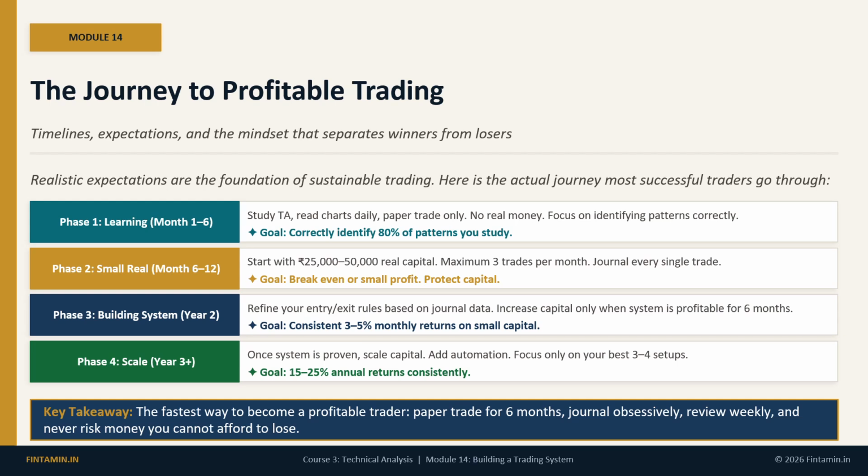The fastest path to profitability. Paper trade seriously. Start small. Journal obsessively. Review weekly. And never risk money that would change your life if you lose it. The market rewards patience and punishes overconfidence every time.